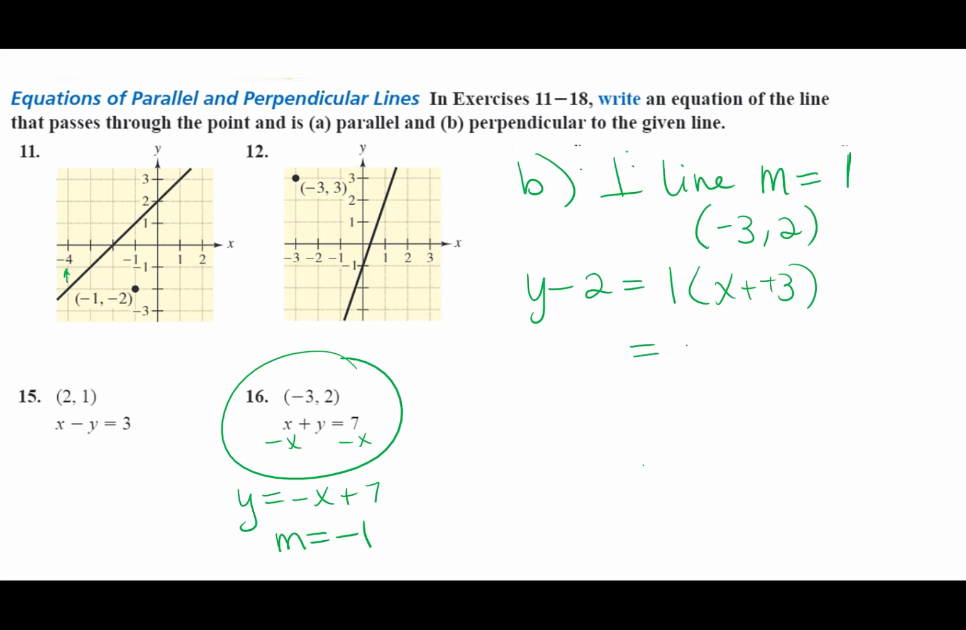We don't need to multiply that through because it's a +1. So the right side is x plus 3. The left side is y minus 2. Next, to solve for y, we'll add 2 to both sides. And the perpendicular equation of the line is y equals x plus 5.